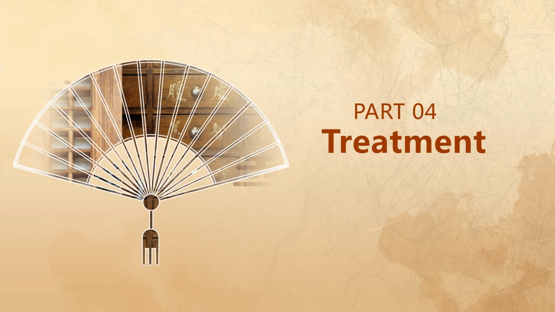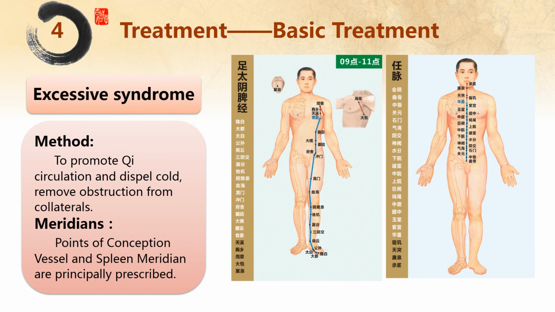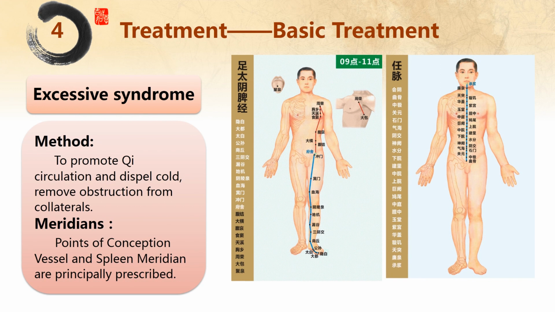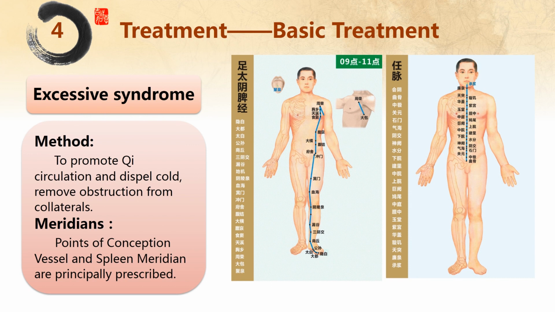Part 4. Treatment. The first one, basic treatment. For excessive syndrome, the method is to promote qi circulation and dispel cold, remove obstruction from the collaterals. Points of conception vessel and spleen meridian are principally prescribed.